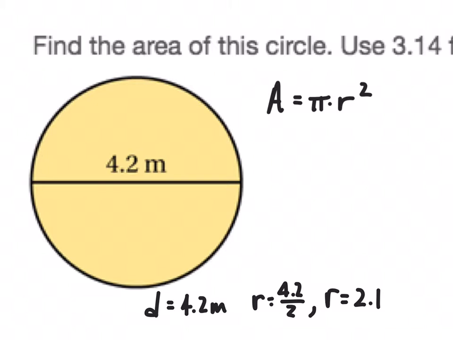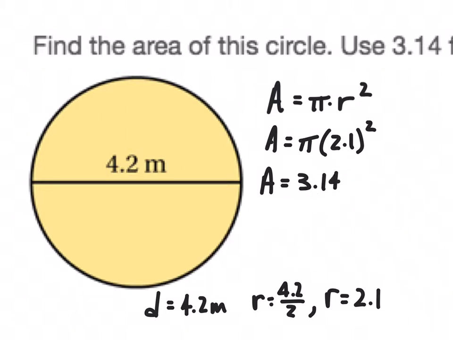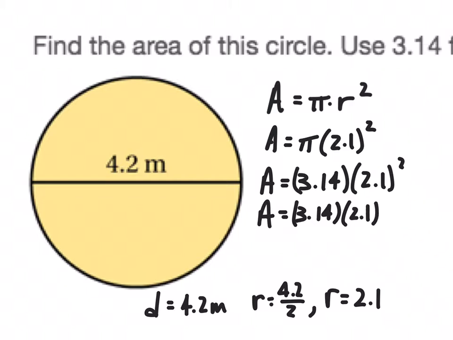Now my area is pi times 2.1 squared. I'm going to plug in 3.14 for pi, so area is equal to 3.14 times 2.1 squared. Now 2.1 squared is just 2.1 times 2.1. So I'm going to rewrite this as 3.14 multiplied by 2.1 and by 2.1. All right, so let's do this.